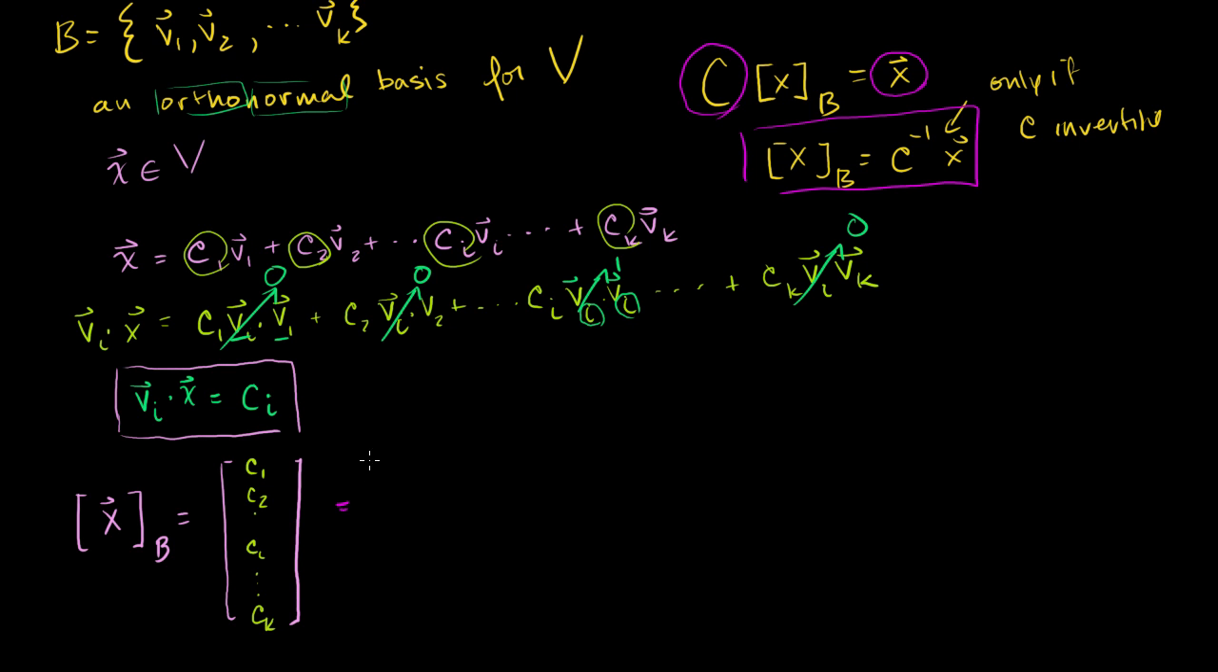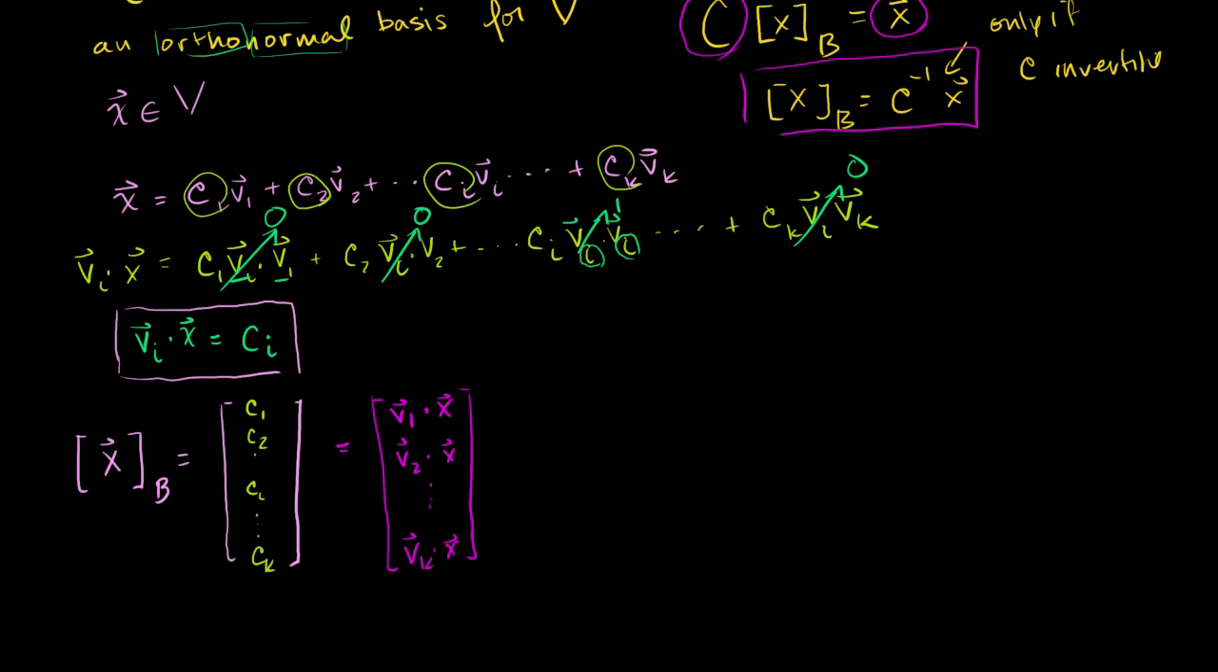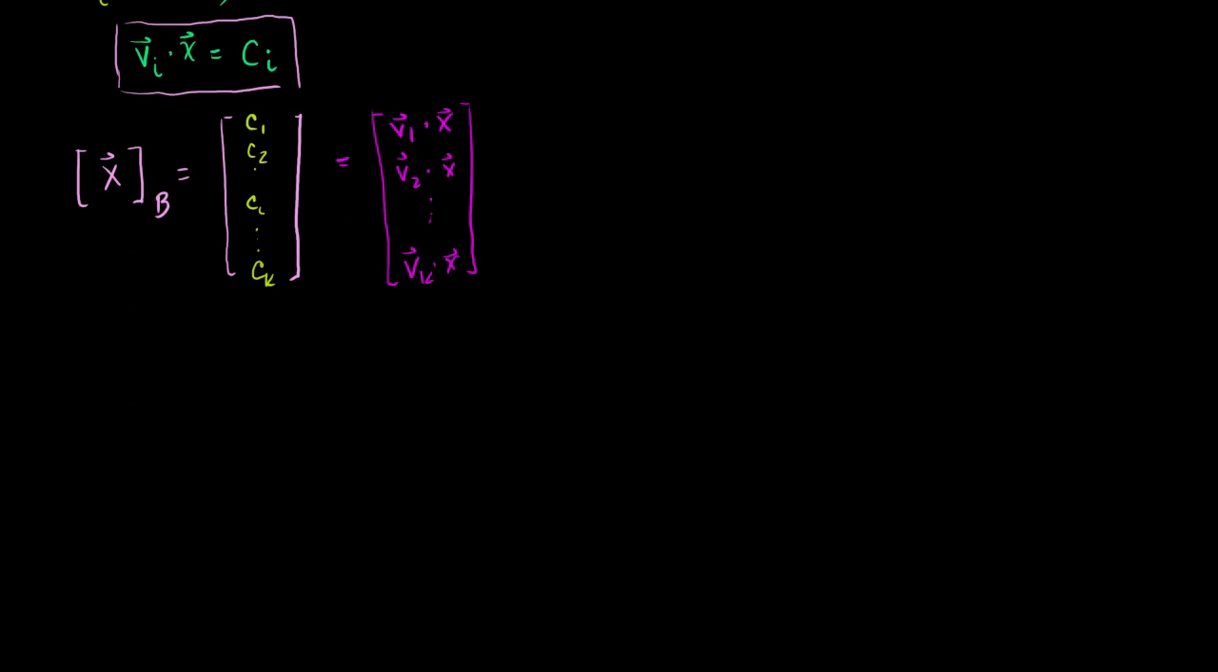So this is the same thing as being equal to, c1 is just going to be equal to my first basis vector dotted with x, right? We say c sub i is just the ith basis vector dotted with x. So c1 is going to be the first basis vector dotted with x. c2 is going to be my second basis vector dotted with x. And you're going to go all the way down to ck, which is going to be my kth basis vector dotted with x. And let me show you that this is actually easier. So let's do a concrete example. So let's say I want to leave this result up here.